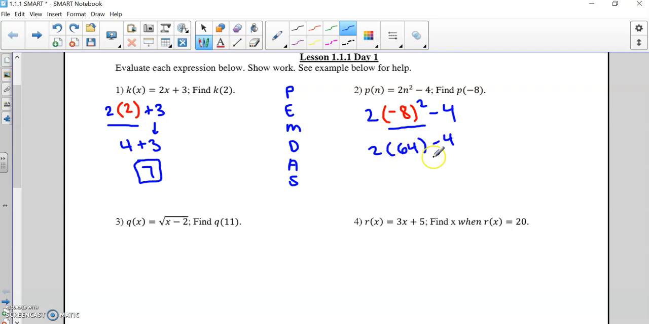So now I end up in a similar position to the first one, where I have multiplication and then subtraction. Well, M comes before S, so I'm going to do this part first. 2 times 64 is going to be 128. Bring down my minus 4. And that's going to give me a final answer of 124.